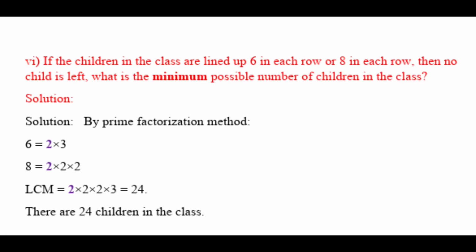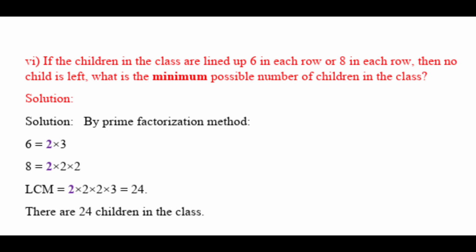Next example, if the children in the class are lined up 6 in each row or 8 in each row, then no child is left. What is the minimum possible number of children in the class? Again the word minimum, here knowingly I have highlighted it. The minimum means we have to calculate here the LCM. So the line can be made. In one line there are 8 students or 6 students. In this way, if lines are made, then no child is left.